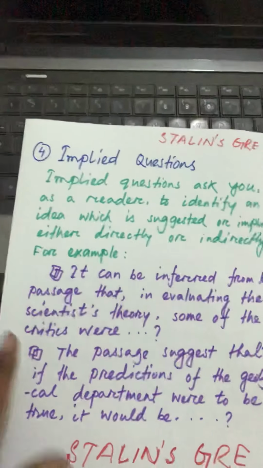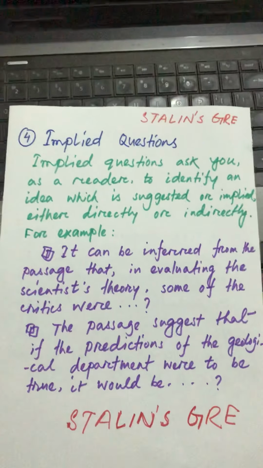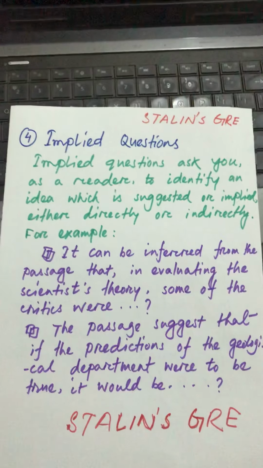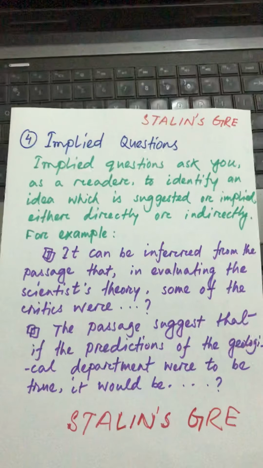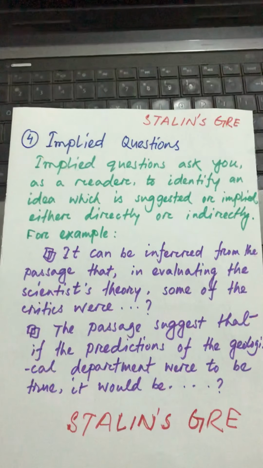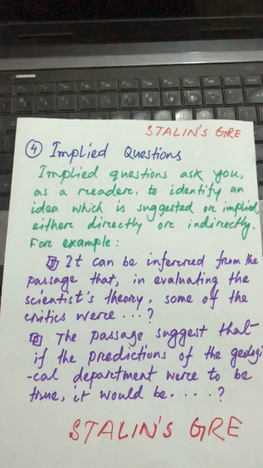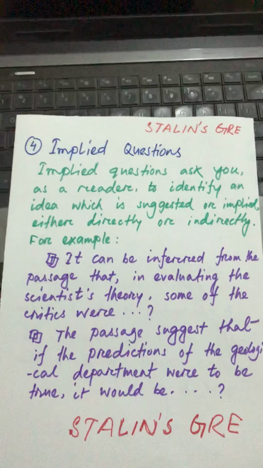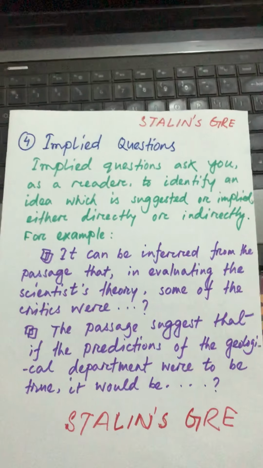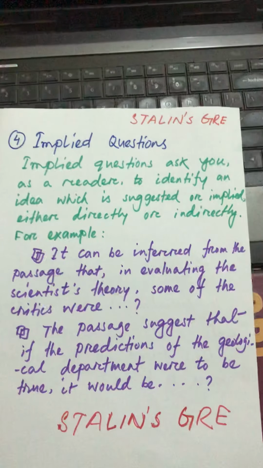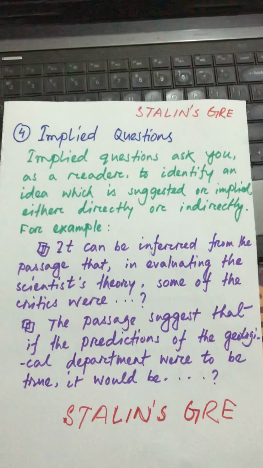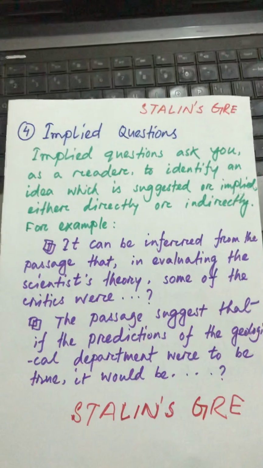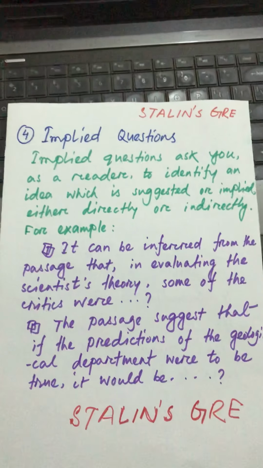And the fourth type of question is implied questions. Implied questions ask you as a reader to identify an idea that is suggested or implied. It could be asked directly or indirectly. So you have to find a suggestion which was expressed directly or indirectly. Okay, so what are the types? It can be inferred from the passage that in evaluating the scientist's theory, some of the critics were... So you have to find out the suggestion from here.